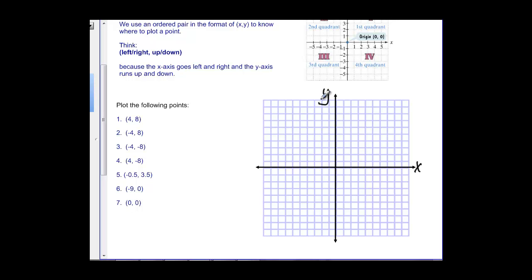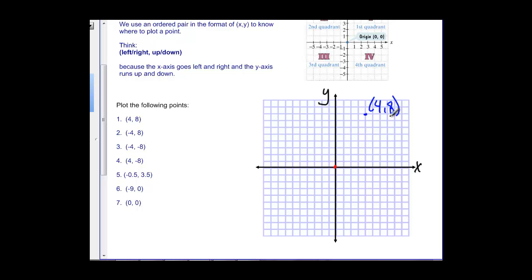All right, so we're going to plot a couple of these. So 4, 8. So 4, we're going to do our left-right. One thing I didn't mention: you always start at the origin. So the origin is where the two axes cross, and that's your point 0, 0. So from the origin, because it's a positive 4, we're going to go to the right 4. So 1, 2, 3, 4. And then we're going to go up 8, because it's a positive 8. So 1, 2, 3, 4, 5, 6, 7, 8. And right there is going to be our point 4, 8.